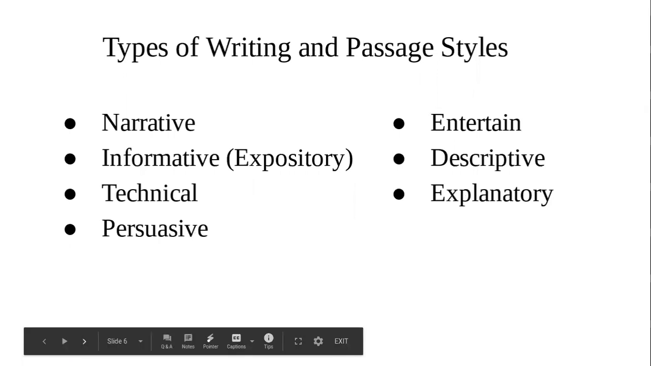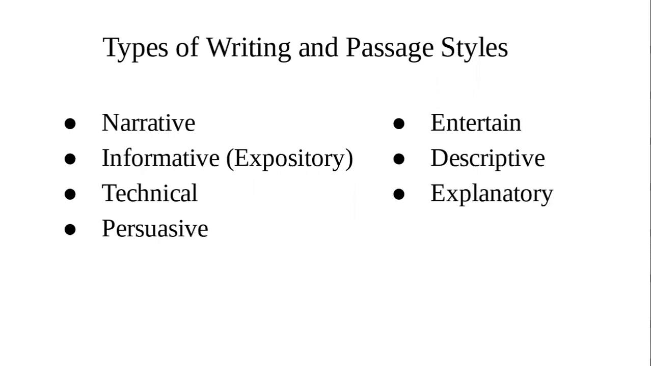Next is types of writing and passage styles you'll see. So narrative writing, it typically will tell a story and it's given from a point of view. Some examples are novels, short stories, and even plays. Next is informative or expository, and it's just as it sounds. It informs people. You want to think of newspapers or news articles. Next is technical writing, and it explains something. Your best example would be instructions or product manuals.